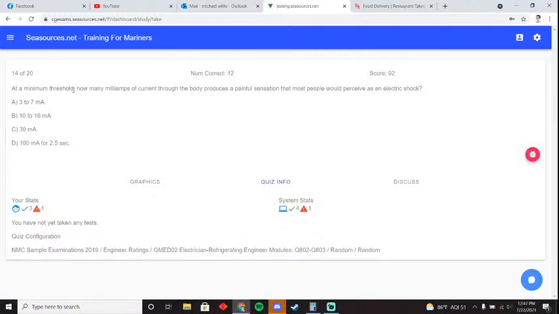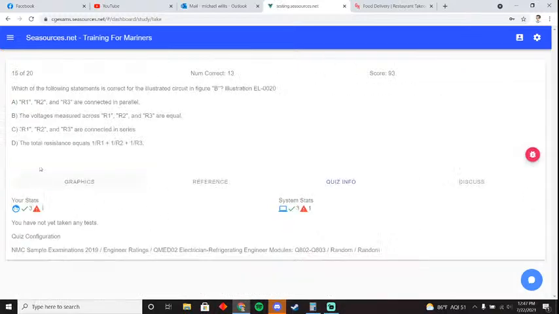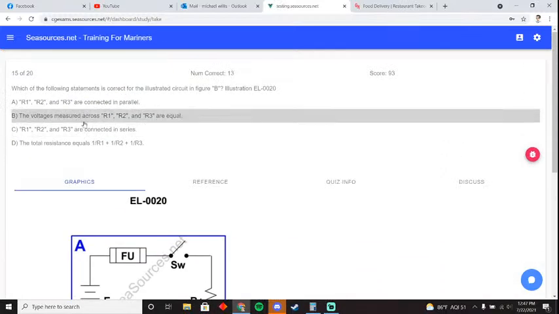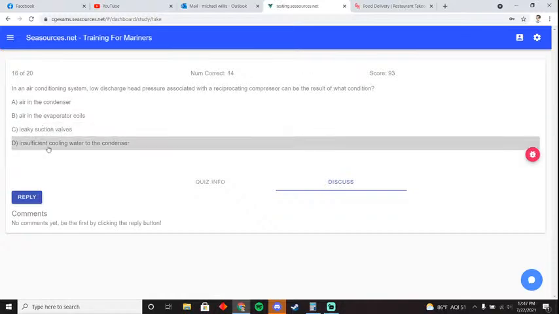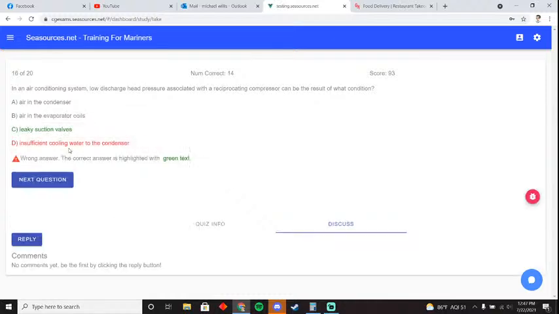At a minimum threshold, how many milliamps of current through the body produces a painful sensation that most people would perceive as an electric shock? 3 to 7 milliamps. Oh boy. I know that one already. In an air conditioning system, low discharge head pressure associated with a reciprocating compressor can be the result of what condition? Probably it's the leaky suction valves. Got it.